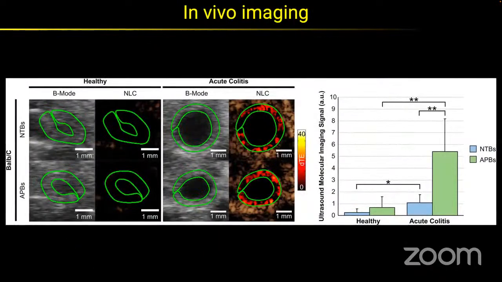Well, once we injected our aptamer functionalized microbubbles, what we saw is this nice increase in contrast compared to our non-targeted microbubbles. So if you take a look at the quantification over here, our aptamer P-selectin microbubbles, or APBs, we saw a really nice increase, and that was much higher than our non-targeted microbubbles on the surface.